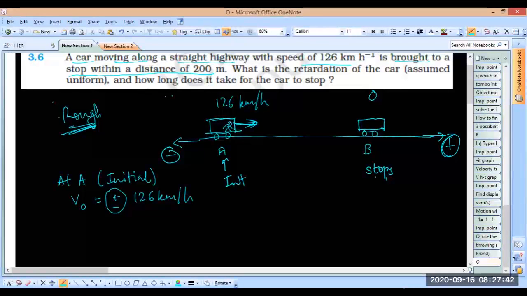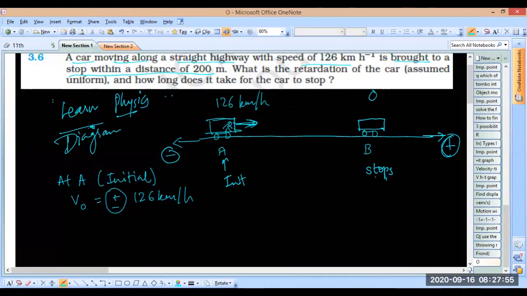Simple idea. If you want to learn physics, draw the figure. Otherwise, don't join from tomorrow. It's fine, really. It won't matter. Everyone, the diagram is compulsory if you want to learn physics.